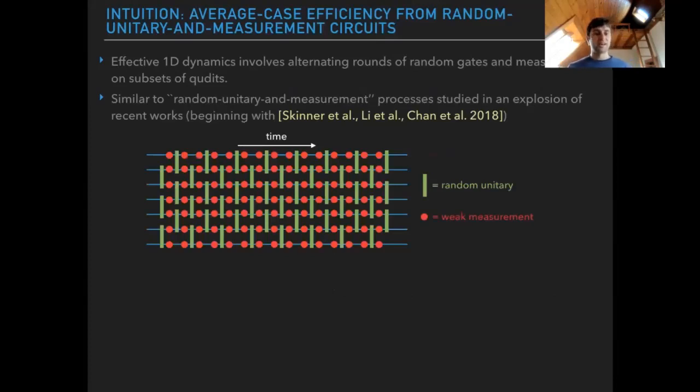The idea here is that we start with a one-dimensional quantum state. Looking at this picture, we think of time as going from left to right, and we start with a 1D state on the left-hand side, and then we apply alternating rounds of local random gates and weak measurements performed on all of the sites. There's an interesting question here about how the entanglement behaves in such a process, because the unitaries will tend to increase the amount of entanglement in the system, while the measurements will tend to destroy entanglement. But since they're weak measurements, they don't necessarily destroy all of the pre-existing entanglement.